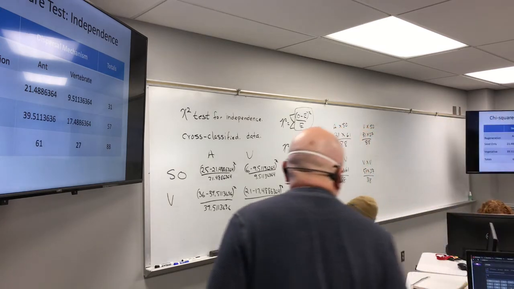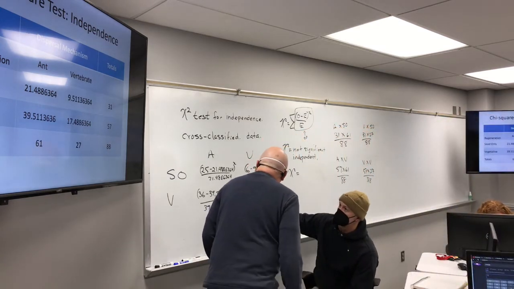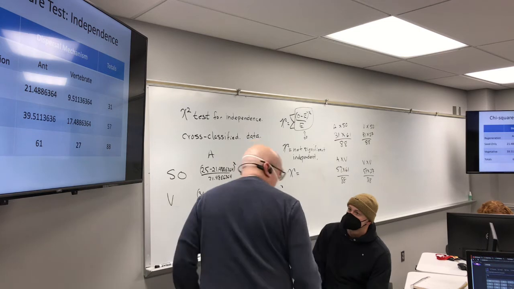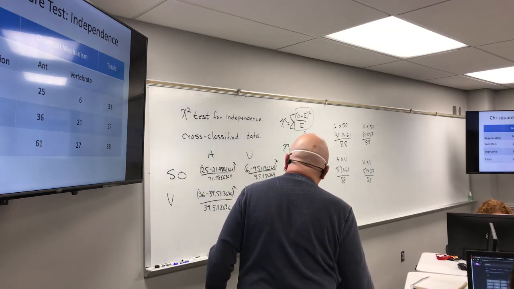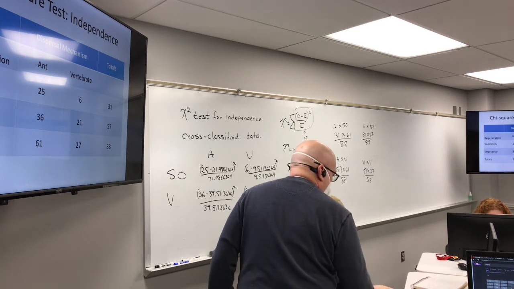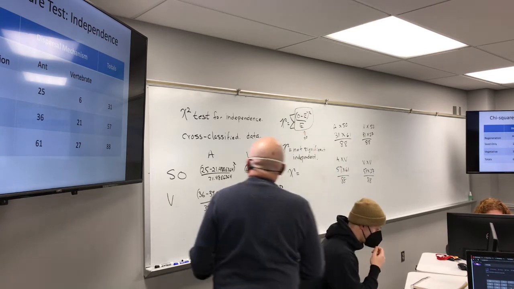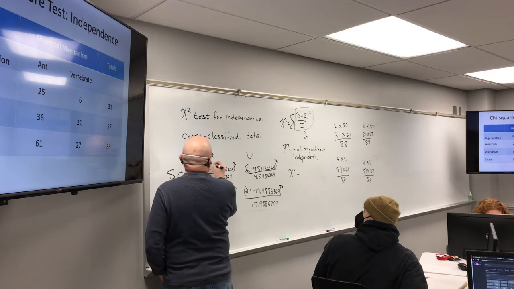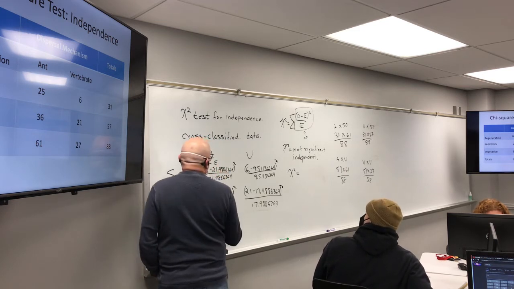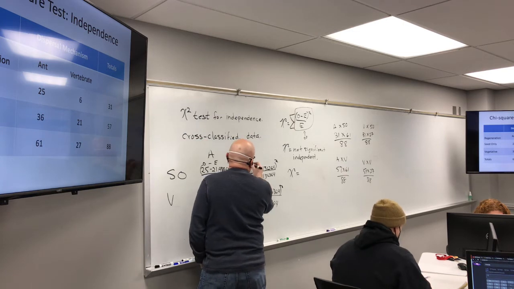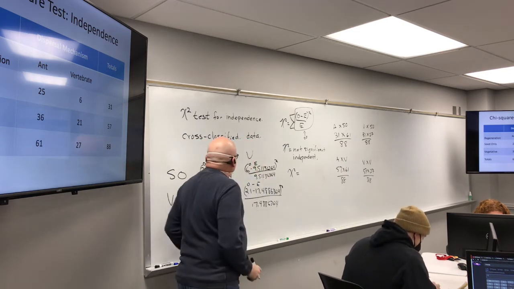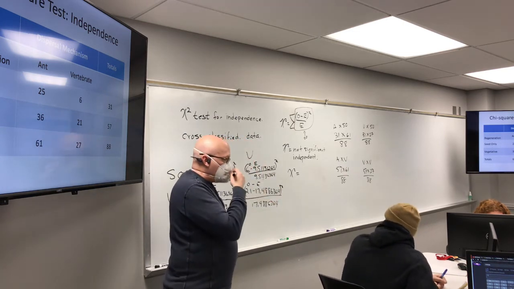Yeah. And this comes off the table, right? This came from the original data. This is the observed minus the expected divided by the expected. Observed minus expected, observed minus expected. Yeah, that's why I wrote these down before I went to the next slide, so I would have them.